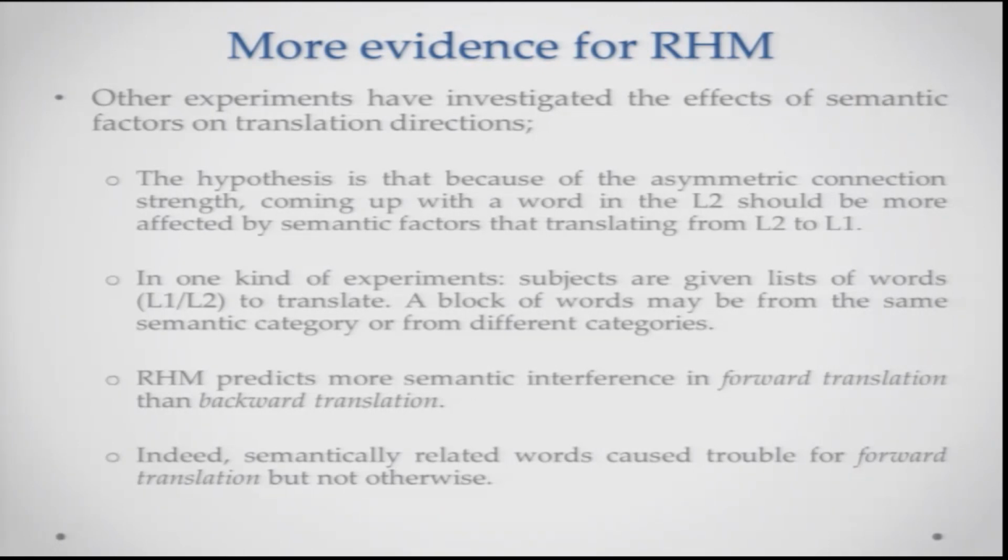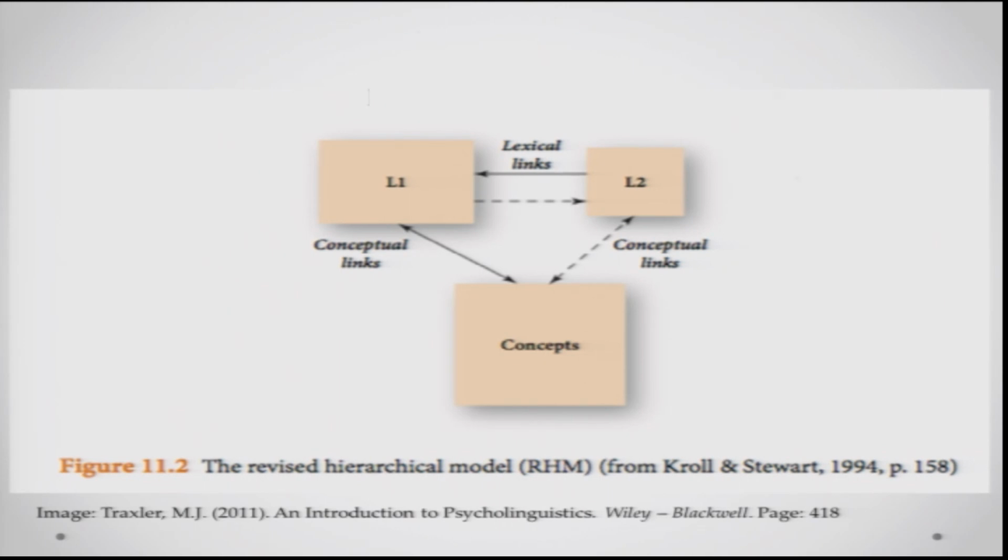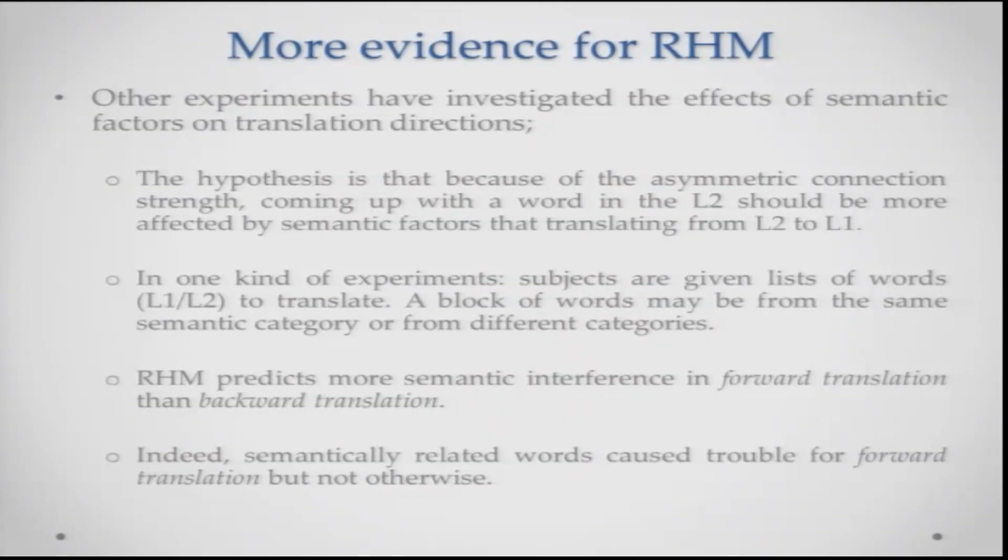Now, the revised hierarchical model would predict that semantic interference will be found in forward translation going from L1 to L2, because the link is weaker. Remember, you can just look here, than backward translation. Backward translation from L2 to L1 should be easier and should be less affected by these semantic interferences. Indeed, they found that semantically related words was more trouble for forward translation, that is going from L1 to L2, but not really from L2 to L1, because those links were much stronger. So, again you have this evidence which basically kind of supports what the revised hierarchical model says.